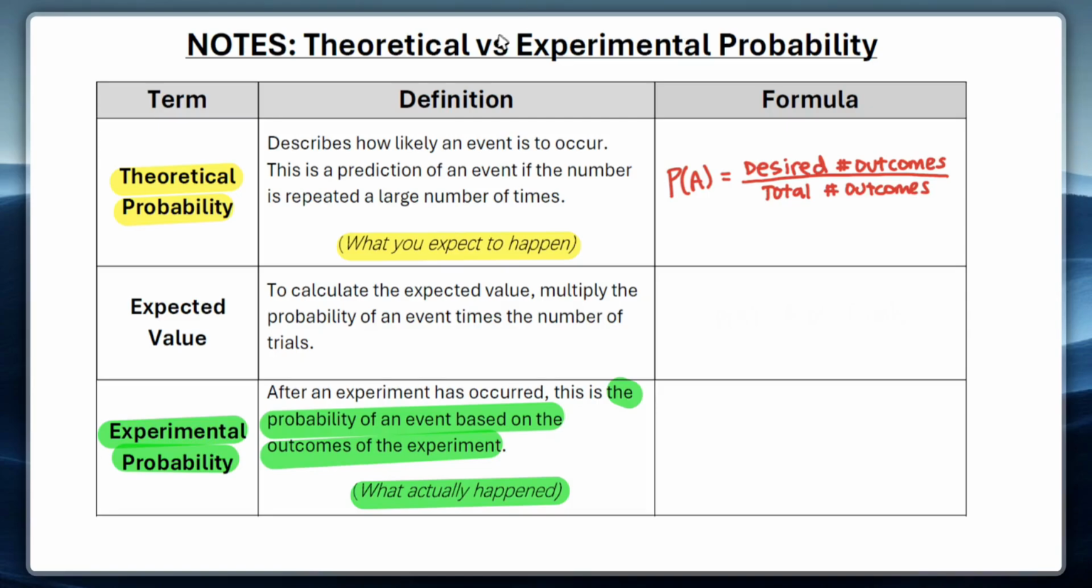And that brings us lastly to expected value, right? To calculate the expected value, what you're going to do is multiply the probability of an event times the number of trials. For example, if we were to draw a card from a deck 30 times, how many times would we get a queen, right? This would be the formula we could use. We could say the probability of the queen times 30 trials. And this will hopefully start to make more sense as we look at some examples, okay? There is no real formula for experimental probability. It really is just the number of outcomes you had over the total.